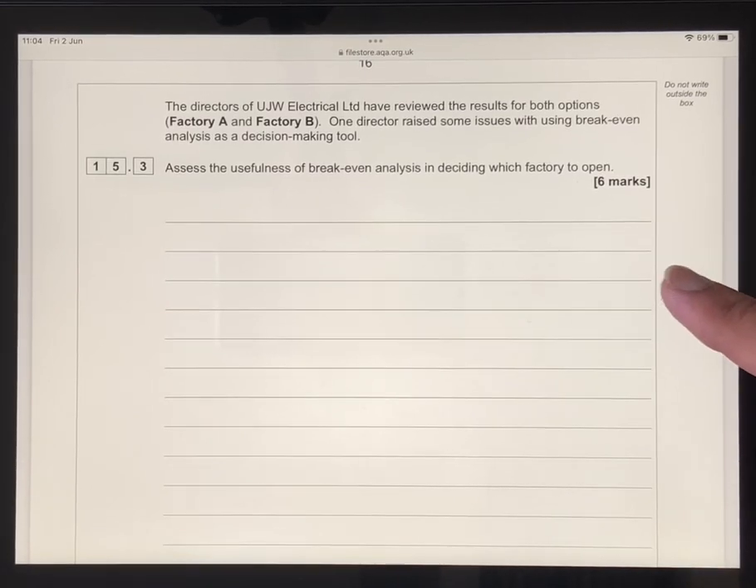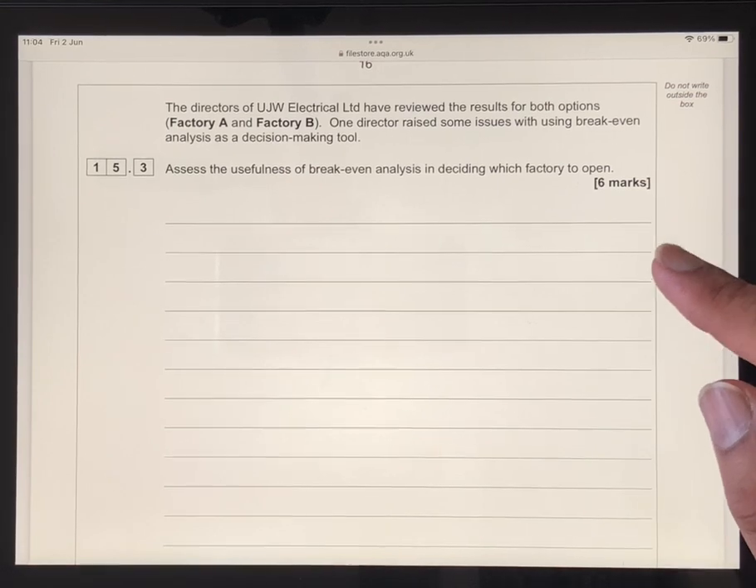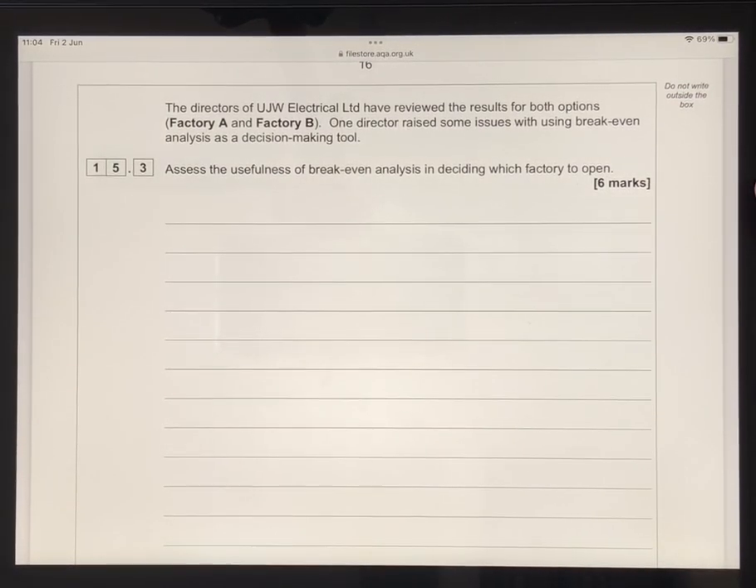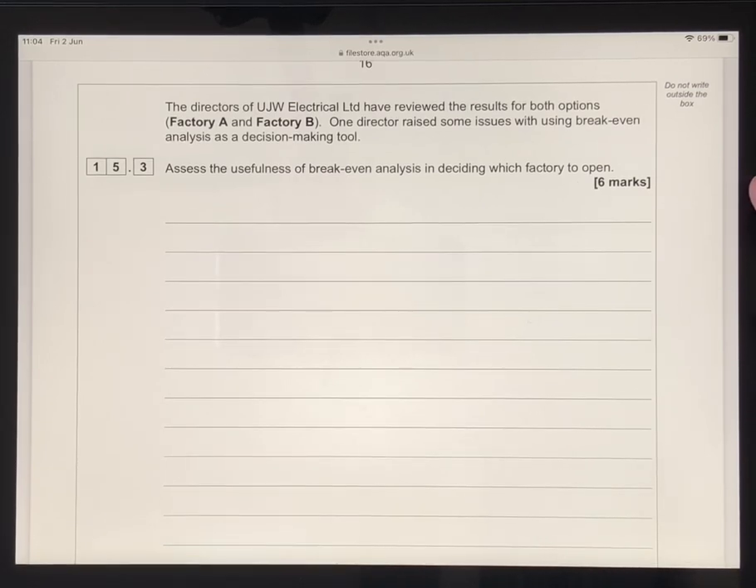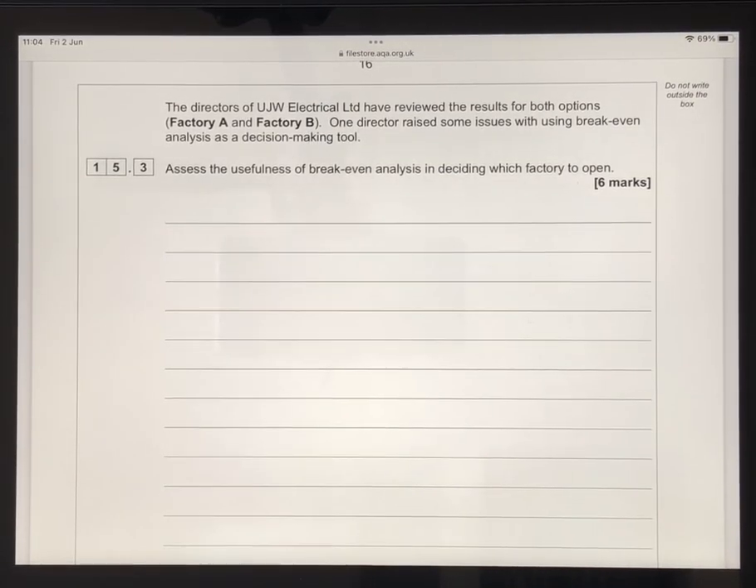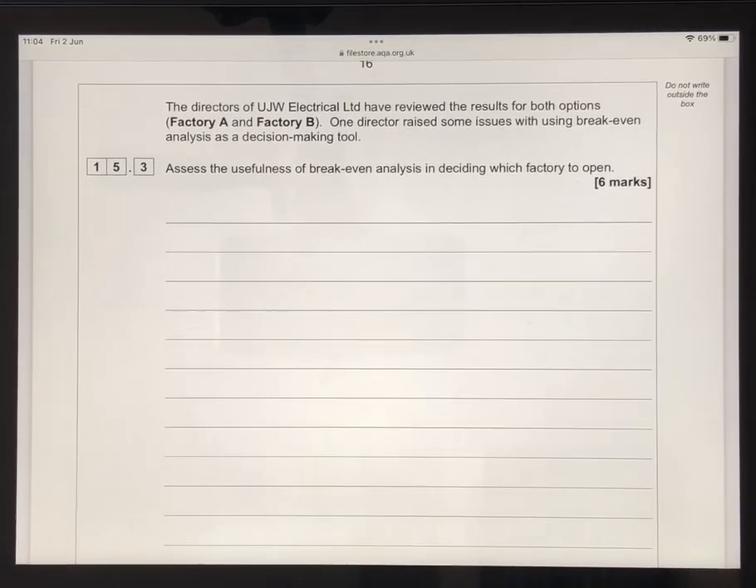And then you've got the 6-marker, which is about where the directors have reviewed both the results, factory A, factory B, and one director has raised some issues with break-even analysis as a decision-making tool. So the question is, assess the usefulness of break-even analysis in deciding which factory to open. Okay, so it's a break-even question, benefits, drawbacks, really. The question is, assess the usefulness.